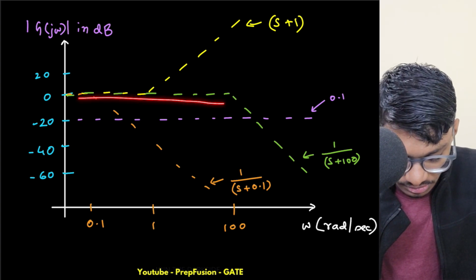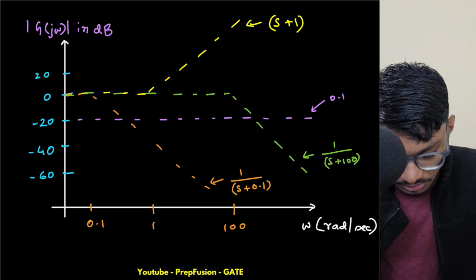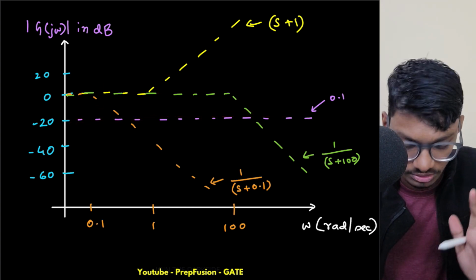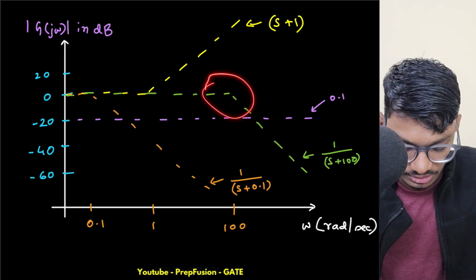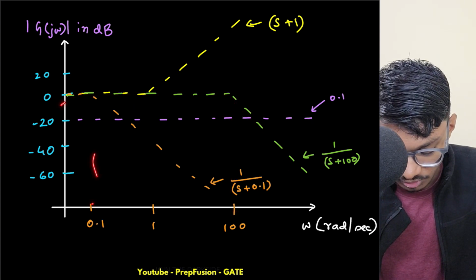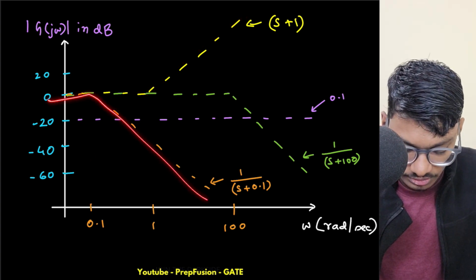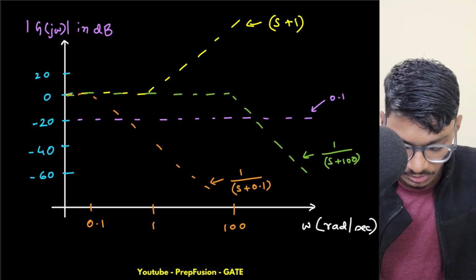So here, this is another pole, this is another pole, and this is a 0. These are 3 plots and a 4th. So we have 4 blocks here, 4 colors, and I hope you get the point that the corner frequency here is 100, here is 0.1, and here is 1. This is contributing a slope of plus 20 dB per decade. This is contributing a slope of minus 20 dB per decade, and this is contributing a slope of minus 20 dB per decade, but after the corner frequency, and this is constant.